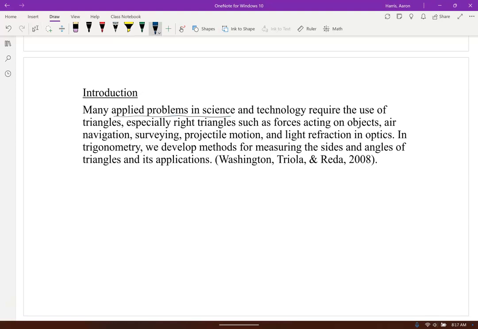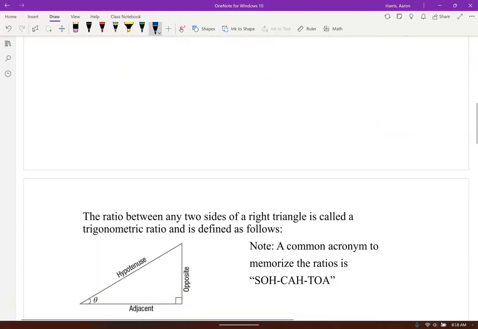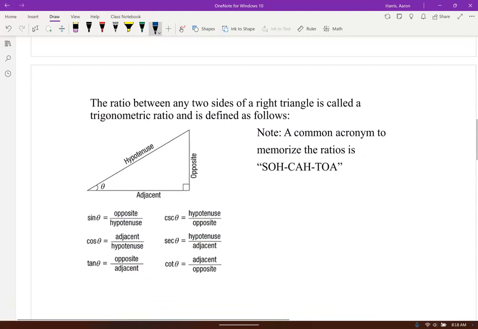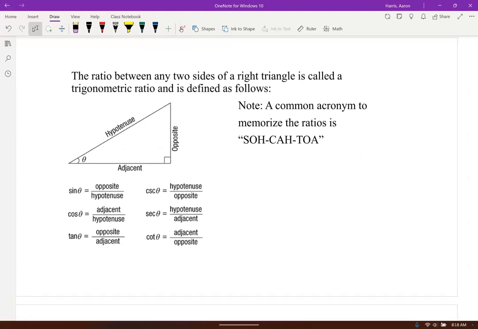There's a lot of applied problems that require the use of triangles, especially these right triangles, such as forces acting on objects, air navigation, surveying, projectile motion, light refraction in optics, and so on. So we'll do a few, but let's go ahead and define them first.